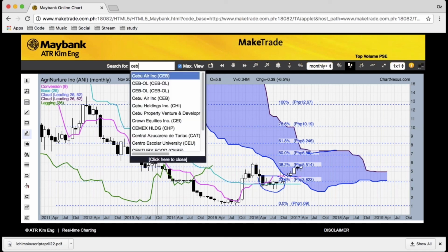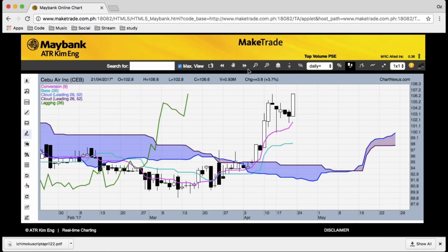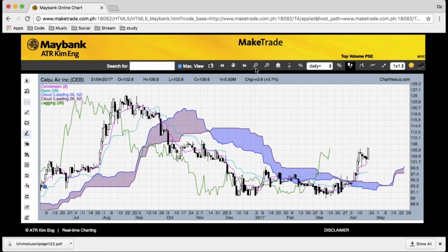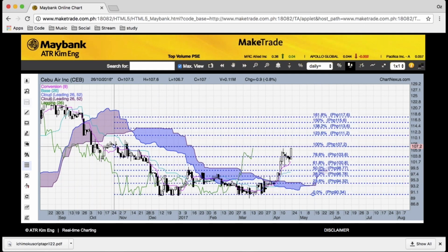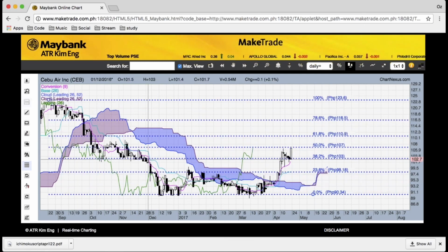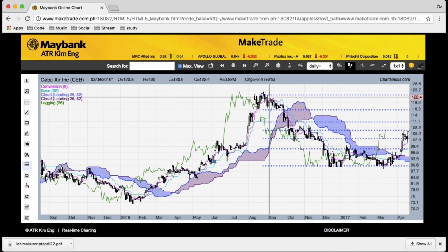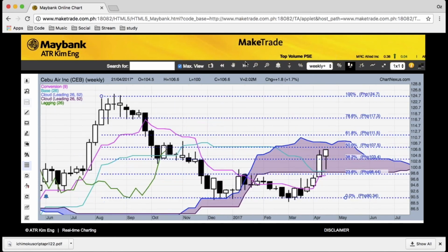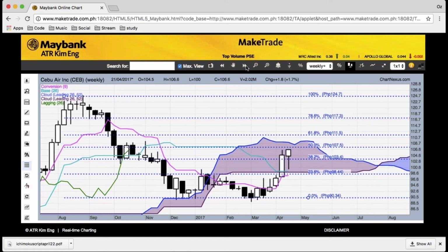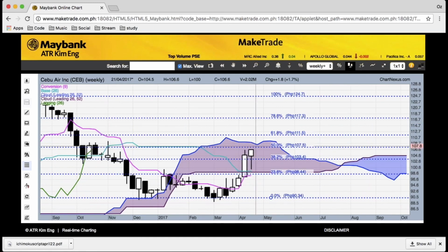Cebu Pacific. Now from this low to this high, let's go to the weekly charts. We do a reverse Fibonacci here. What do we find? There's a common resistance at the Kumo top at 107.5 and the 50% Fibonacci level. This is a confluence right here.